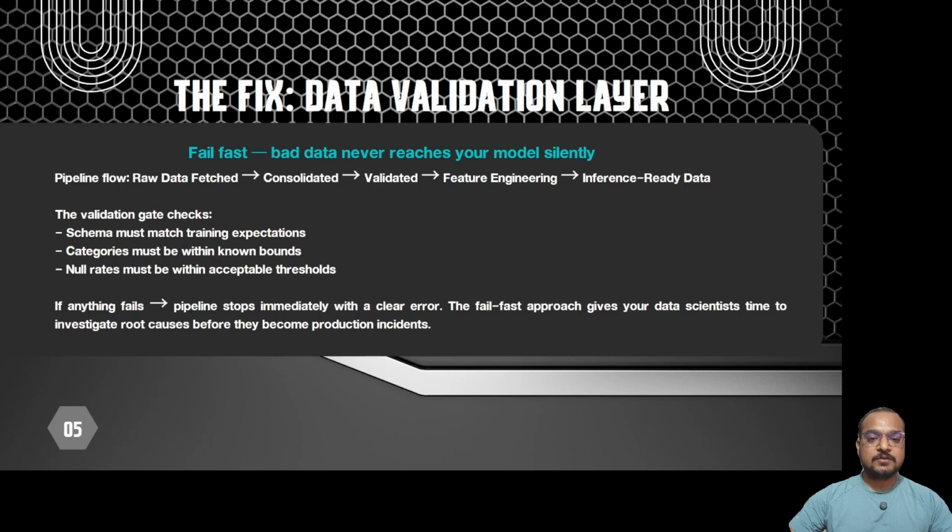The fail fast approach gives our data scientists time to investigate root causes. If it's an infrastructure issue, we fix it on the MLOps side. Either way, the model never sees data it wasn't designed to handle. Data quality shock is about what goes into your model. The next failure mode is subtle. It's about the gap between how your model learned and how it's being used. That's the training serving skew.